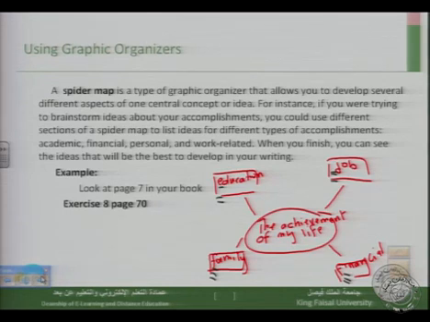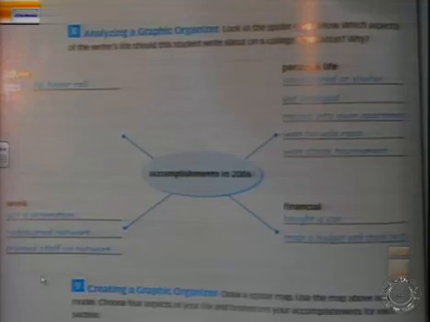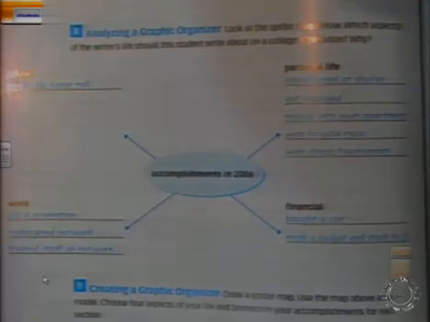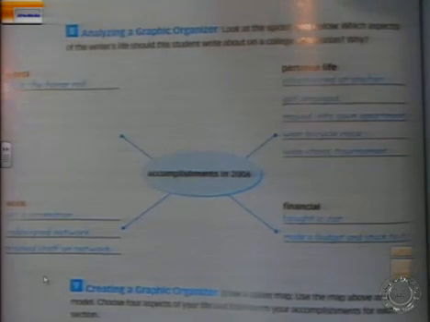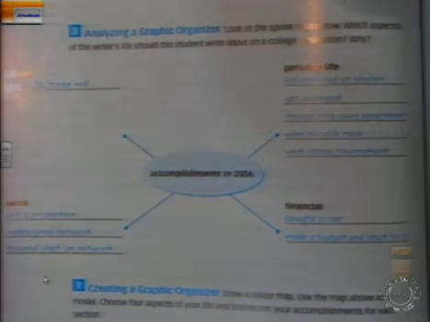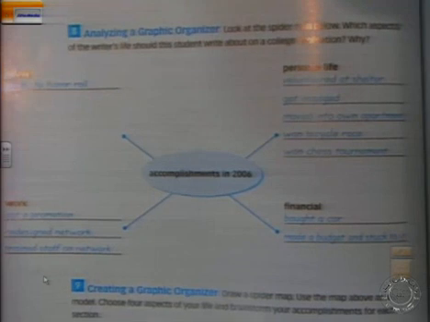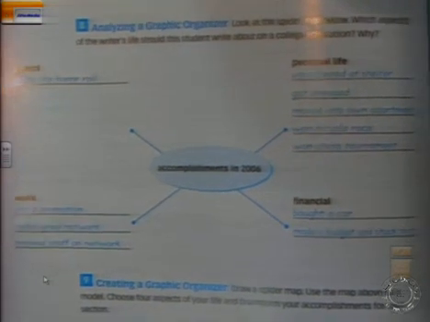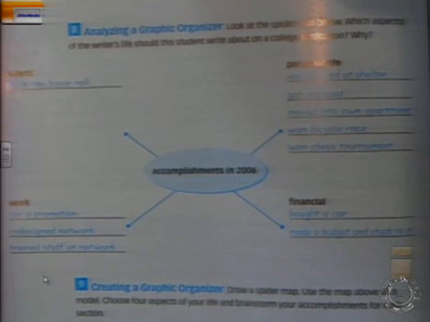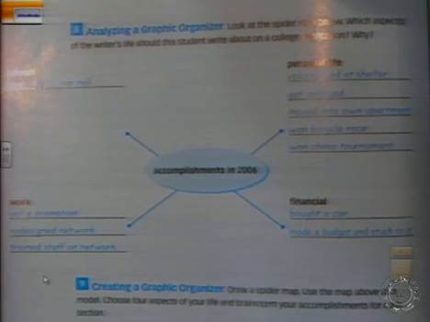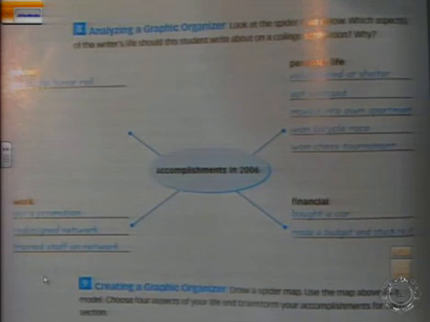We will have an example. The example is on page 70 in your book. So here, this is our example. This is a spider map. We look at the exercise. The exercise says, analyzing a graphic organizer. It says, look at the spider map below. Which aspects of the writer's life should this student write about on a college application, and why? We will speak about college application here.